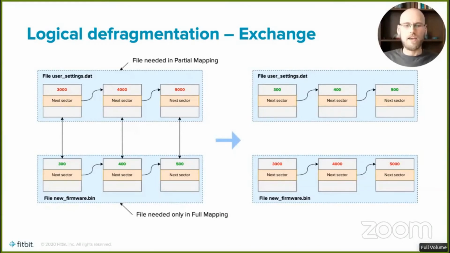In this diagram here we have two files. Both were created in full mapping mode. The one from the top is an important file, user settings. The one from the bottom is not, new firmware.